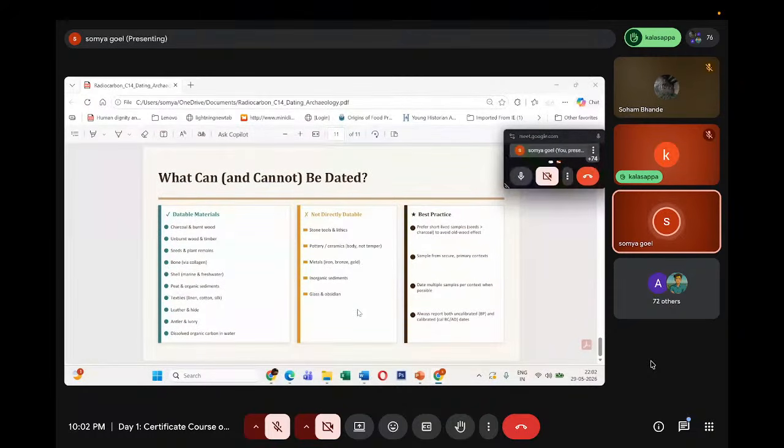I would recommend that if you're going for dating, you don't have to rely on only one dating method. You can go with several dating methods, depending on the funding that you're getting for a particular research. It's always better to build a multi-method chronology that combines carbon dating and other dating methods like the luminescence dates for the same site. It gives you a more reliable report or data for your particular research.